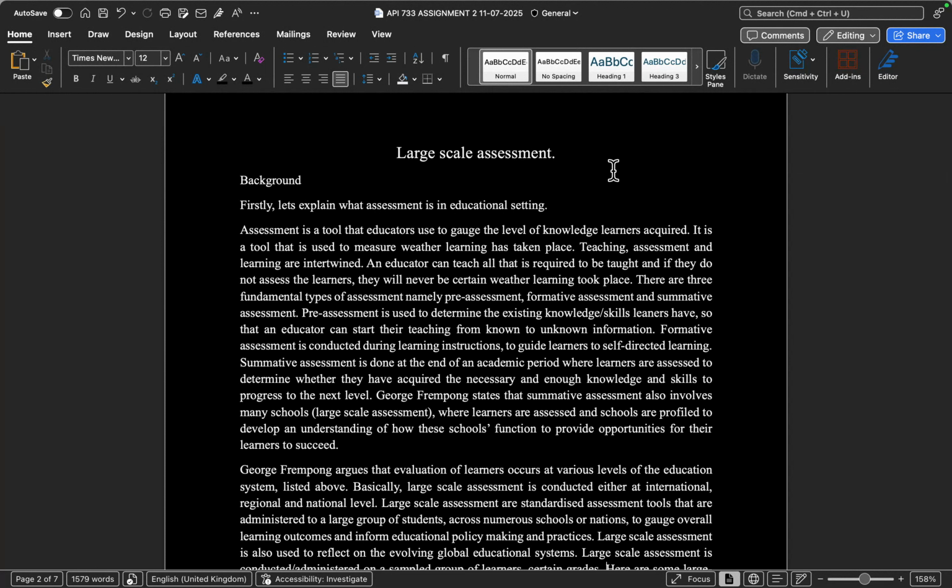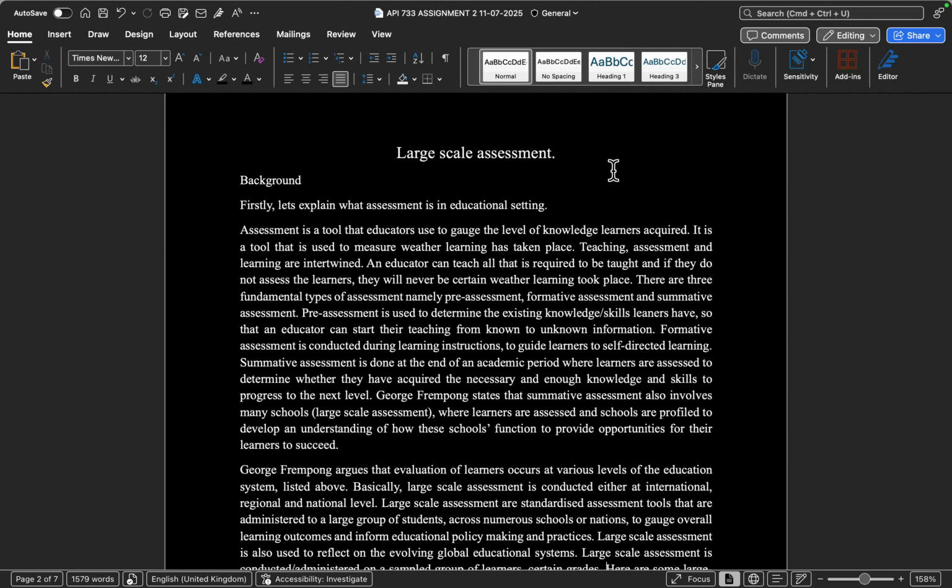Assessments are tools that are used to evaluate the learner's knowledge. You can even say assessments are tools that are used to measure the level of knowledge the learners have acquired while they were taught. Now, teaching, learning, and assessment are intertwined. You cannot do one successfully without the other. So basically, if you teach learners, you need to assess the learners so as to establish whether learning did occur.